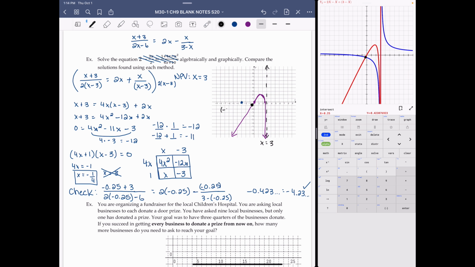And then we have a part up here as well. Looks something like this. Okay, so we get our solution from our graph is x equals negative 0.25, which is the same as we got when we did it algebraically.